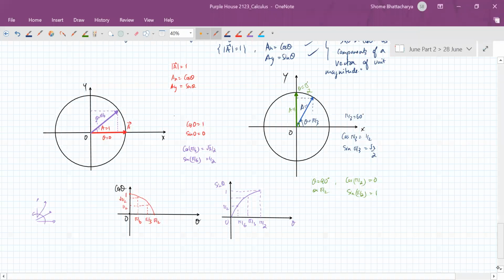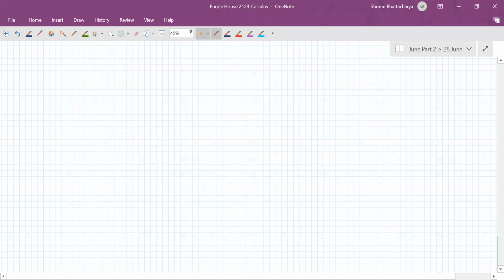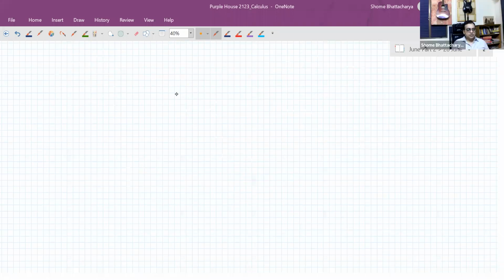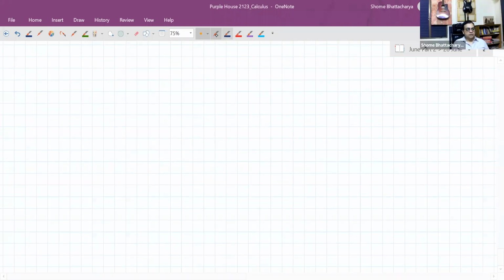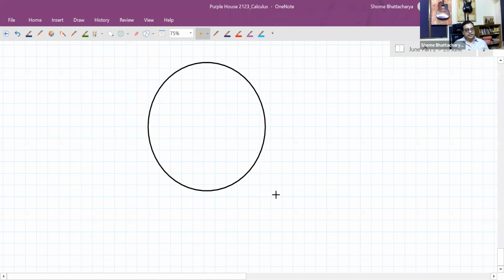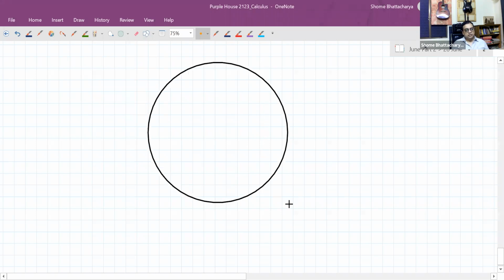So now let's move on to the second quadrant. Let's see what will happen when we rotate that vector to an angle which is obtuse, more than 90 but less than 180, or between pi by 2 and pi.